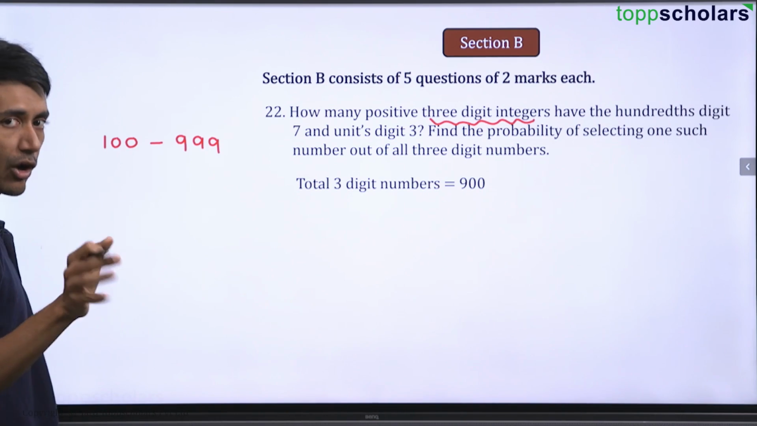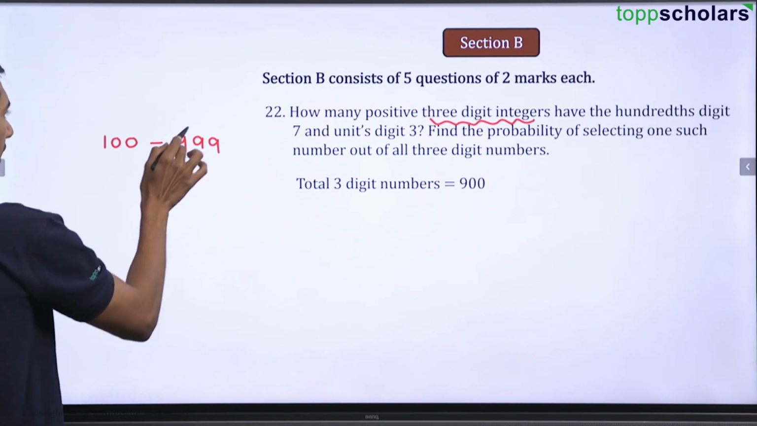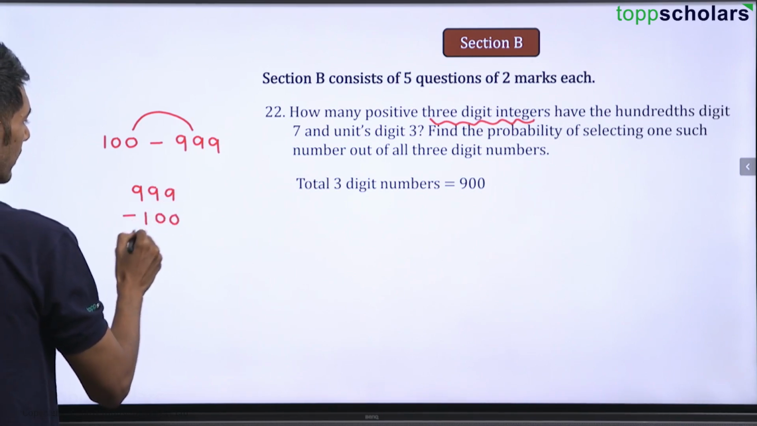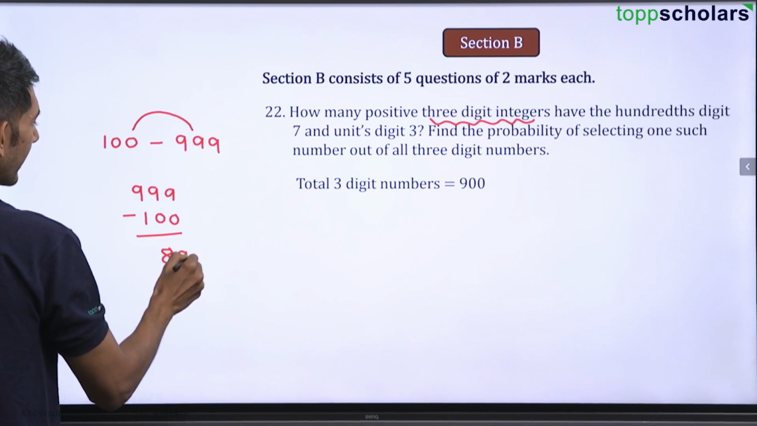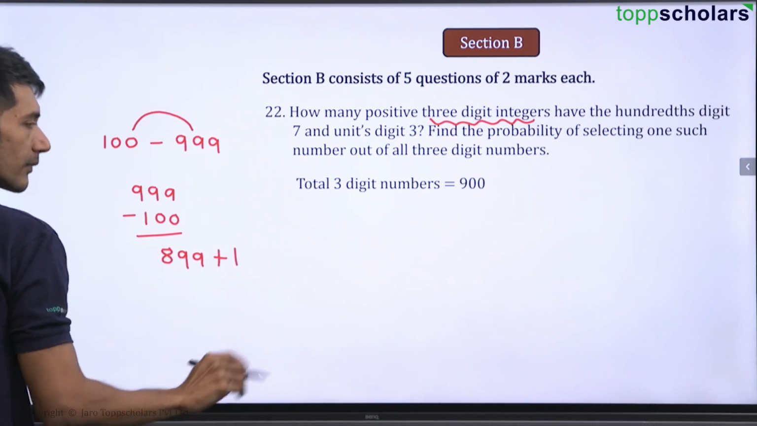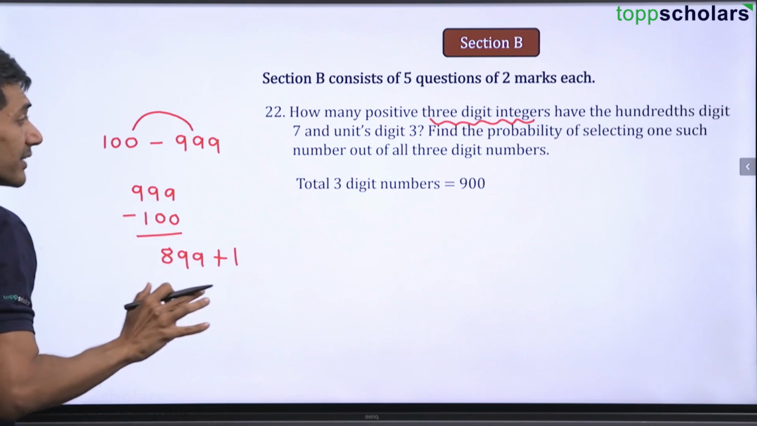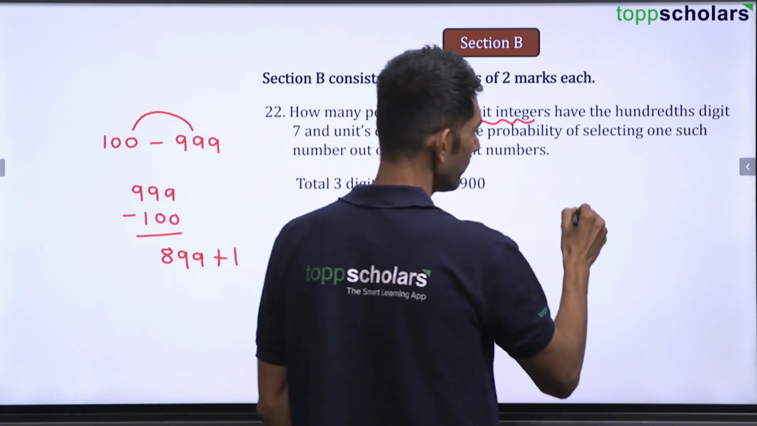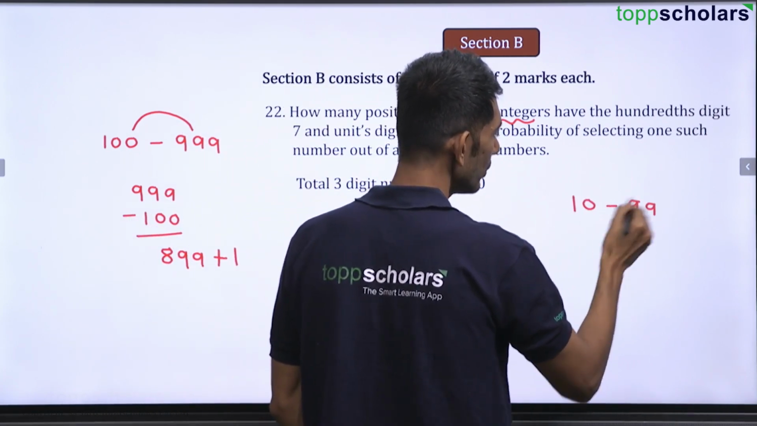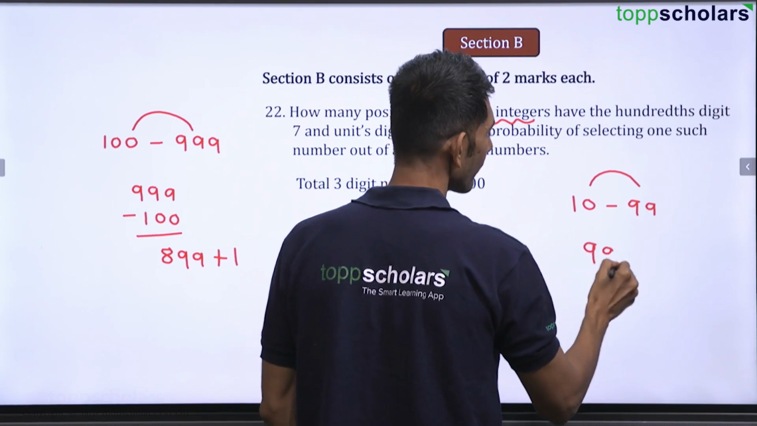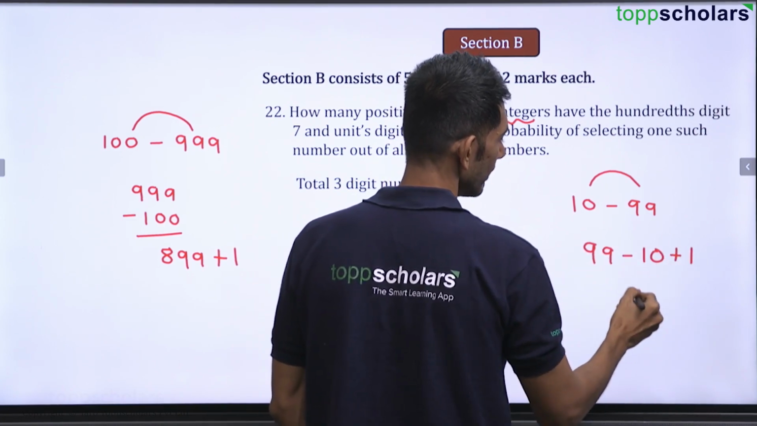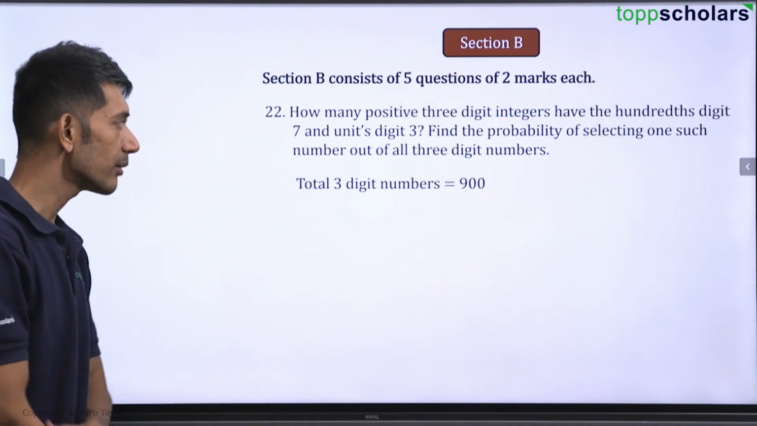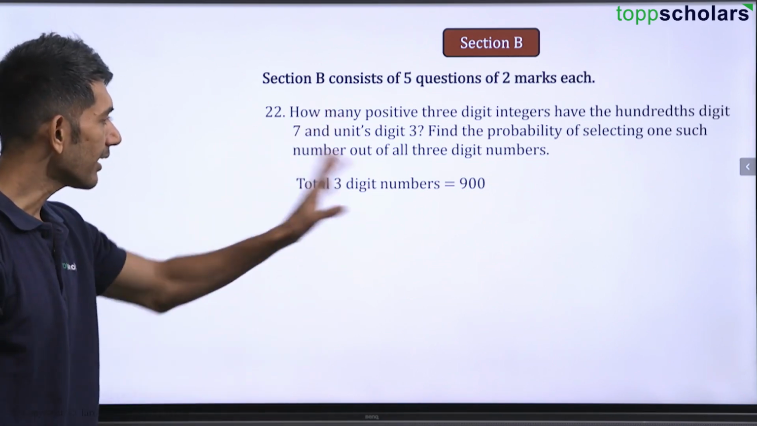If you want to find out how many 3-digit numbers there are, there is a formula. You subtract 999 minus 100. Whatever answer you get, that is 899, you add 1 to it. I hope this is clear. This applies for everything. If I tell you to find out how many 2-digit numbers are there, 2-digit numbers are from 10 to 99. What you will do? You'll subtract and add 1. 99 minus 10 plus 1, that is 90. So 90 2-digit numbers are there. Here we are talking about 3-digit numbers, so 3-digit numbers are 900.